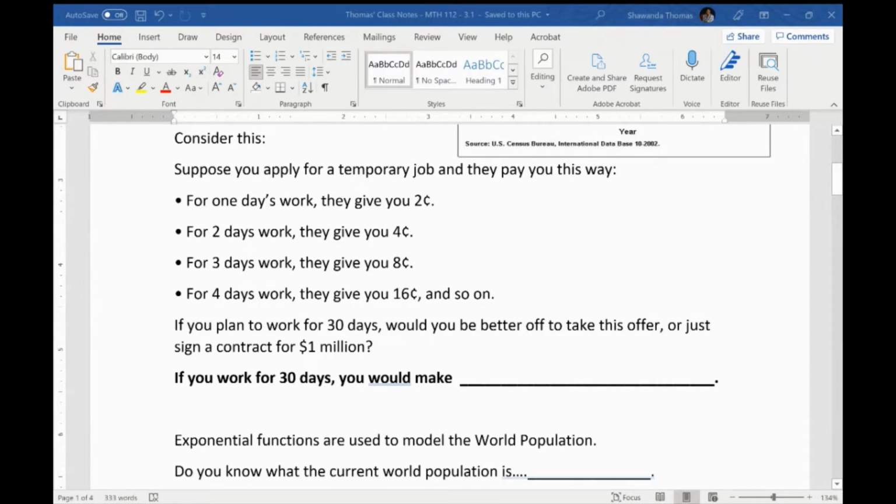Would you take the offer, the 2 cents, 4 cents, 8 cents, or would you sign the contract for $1 million? You choose one. I'll show you what people said. All right, so most of y'all thought the same thing, right? Only one person said something different. All right, let's see.